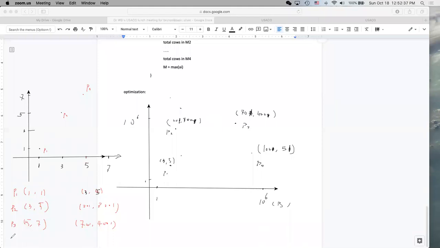And then the last one is P4. P4 is 1001 for the X, which is the maximum. That's why this one is going to belong to 7. But 51 is the second smallest. So you're going to put P4 at 7 and 3, right? This is going to be P4. Which is 7 and 3, which originally is 1001 and 51.